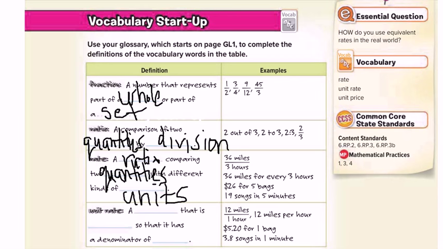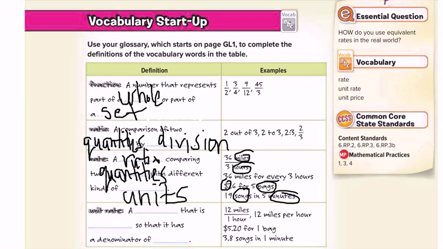Notice for each of those that the units are different from numerator to denominator, or from one to the other in which you're comparing in the ratio. So in the first example, you can see that you have miles compared to hours. Same thing in the second example. In the third example, you have money compared to bags. And in the last example, you have songs compared to minutes. So you can clearly see that a rate is a ratio that compares two quantities with different kinds of units.